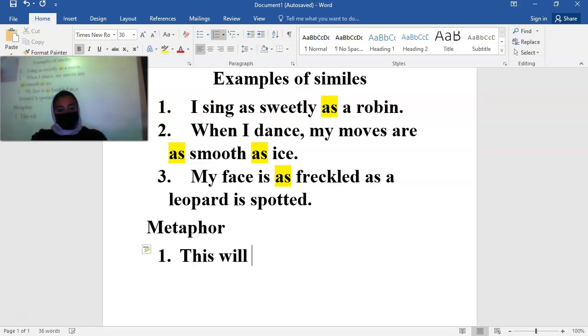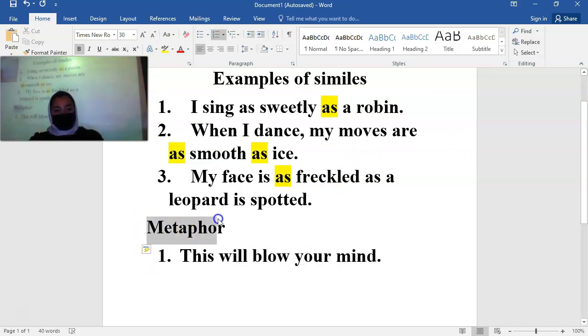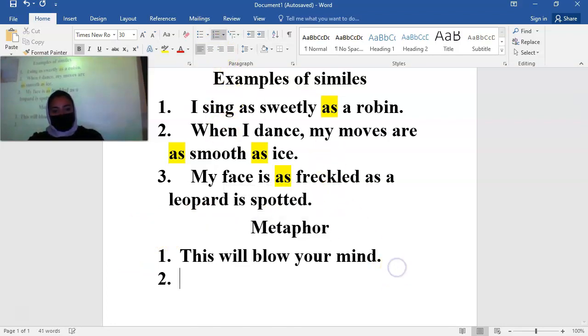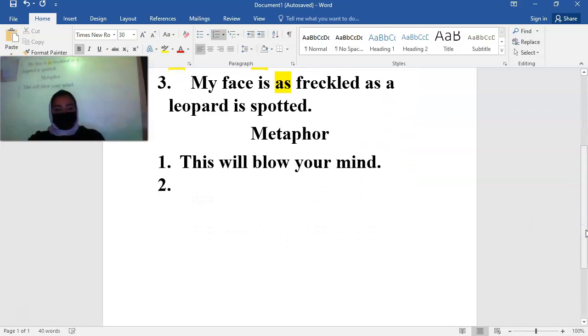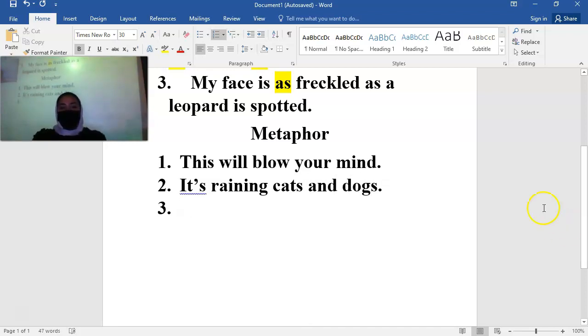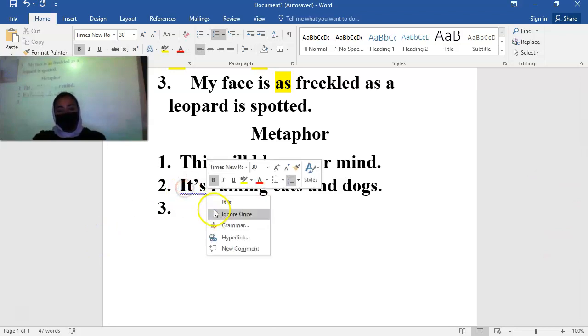This will blow your mind. Okay, is your mind really going to blow? No. I hope not. Okay, another example of a metaphor is, it's raining cats and dogs. Is it really, are cats and dogs really falling from the sky? No. Very good. That means it's raining really, really hard.